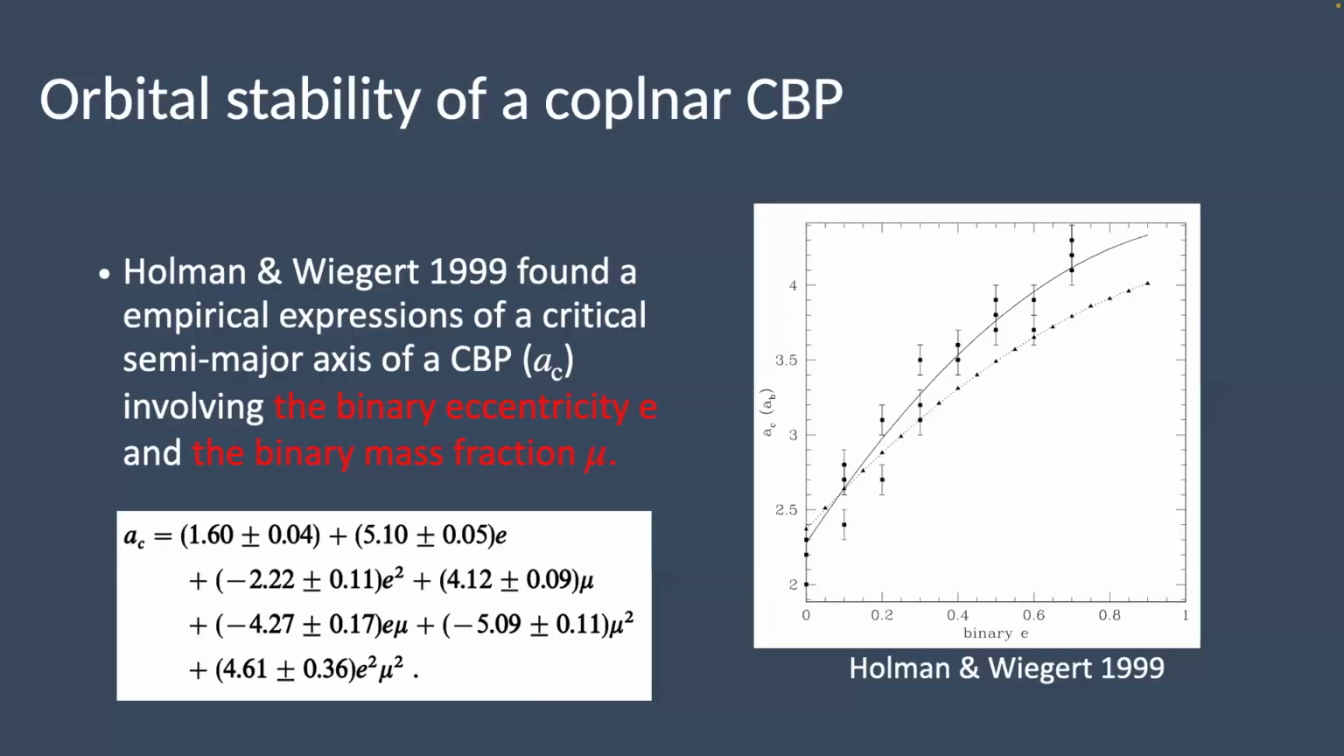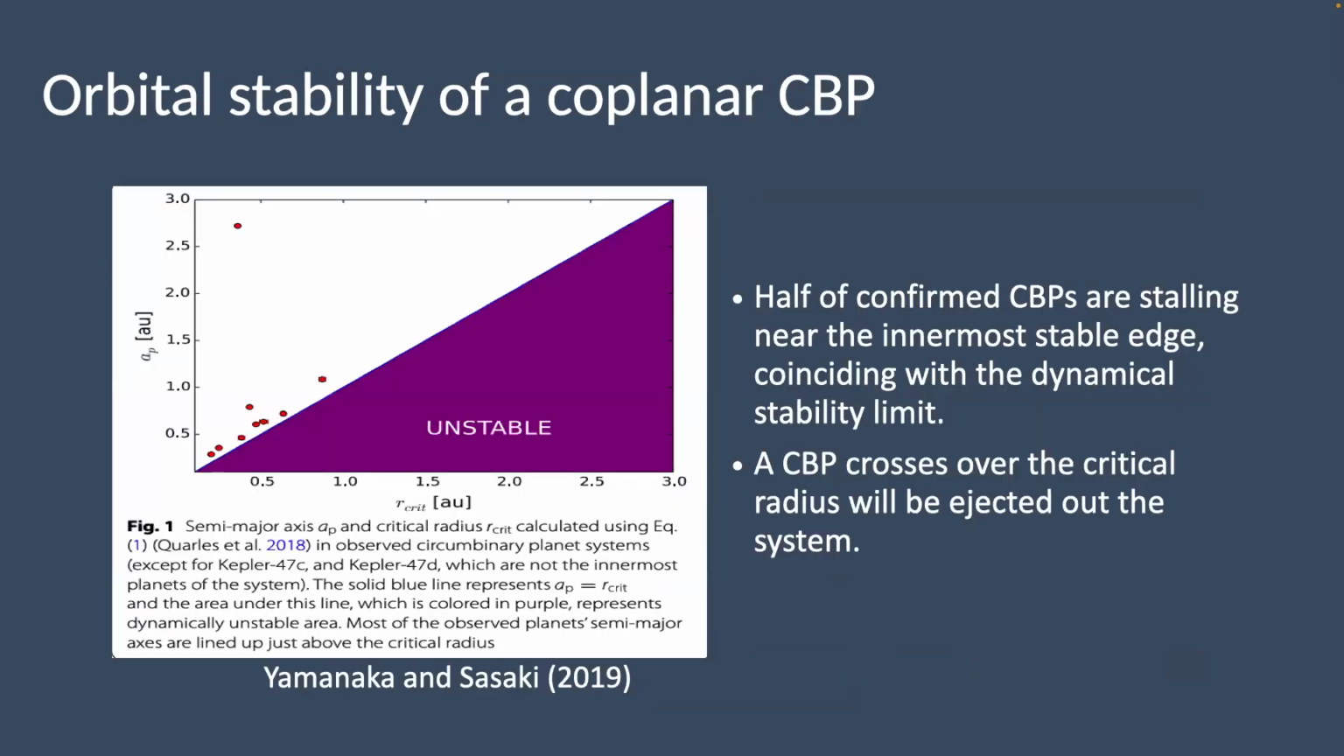25 years ago, Holman and Wiegert already found an equation to express the critical semi-major axis. If the planet is inside this critical semi-major axis, it will be kicked out of the system, and it depends on the binary eccentricity and binary mass ratio. In general, if the binary is nearly circular, the planet can be closer to the binary, and if it is very eccentric, the planet should stay away from the binary.